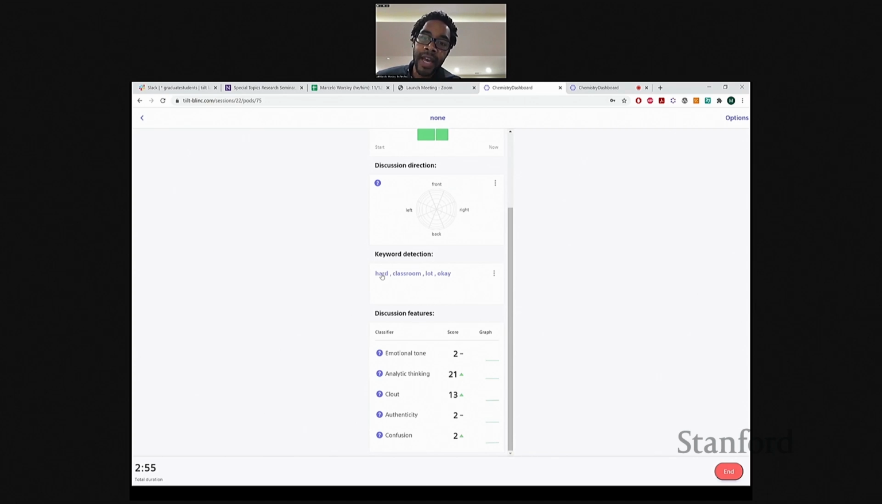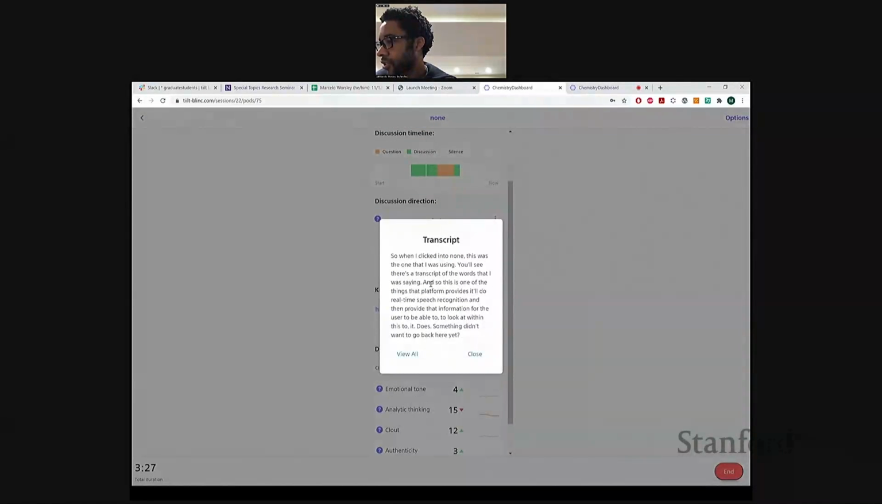So maybe this is a chemistry class and you want to keep track of discussions related to, I don't know, covalent bonds or ions or protons, or phenylalanine or something. You can customize a set of keywords that you want to be able to quickly go in and identify. And then you also have these discussion features. This is using a sort of sentiment classifier to look at the emotional tone, analytic thinking, or clout of different utterances. So when we go in here, I think I asked a question. I'm not even sure that I said that, but oh well.